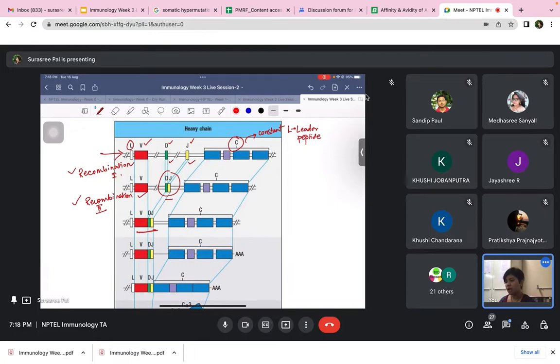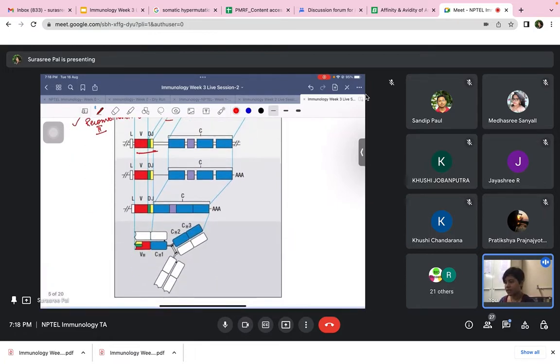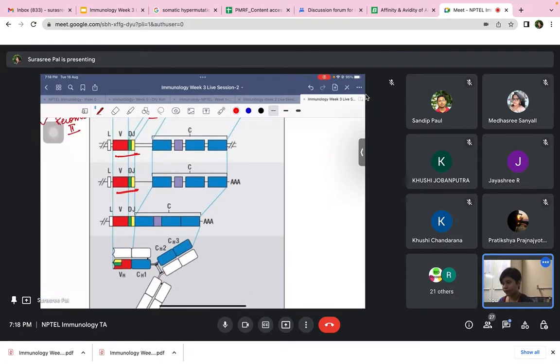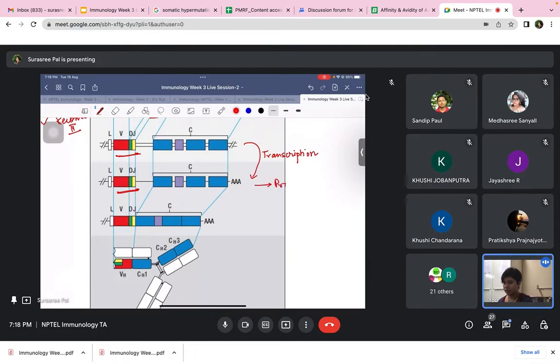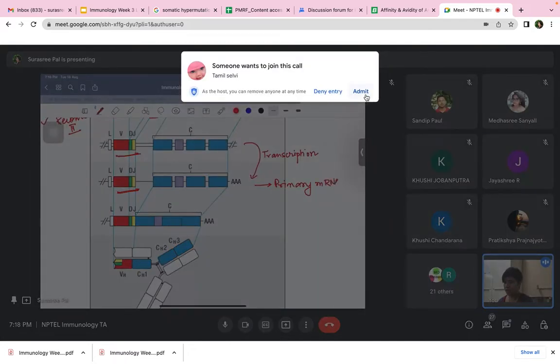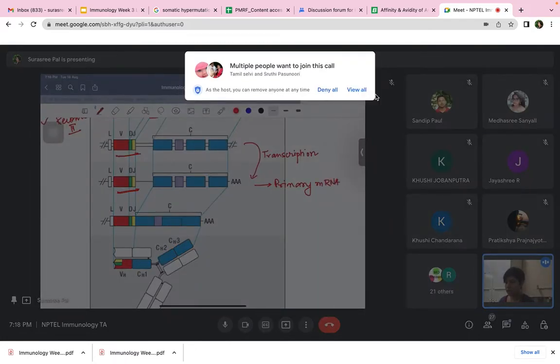Now the next steps you can see here: the VDJ, all the segments are actually formed here. Now this is actually transcribed. So this is transcription, and this is the primary mRNA. How do I say this is a primary mRNA? Because you can see a poly A tail is present here.